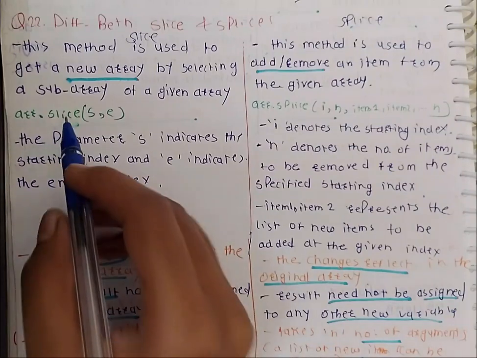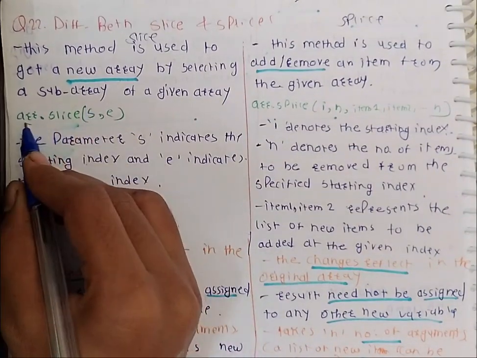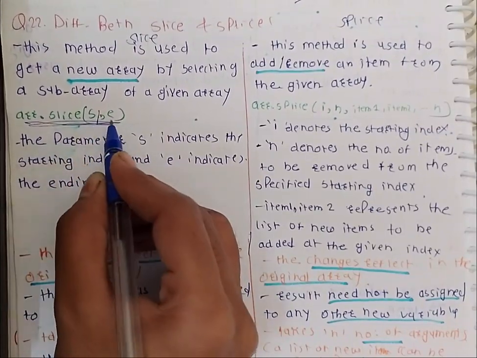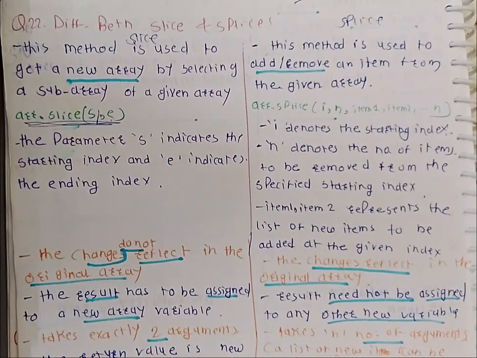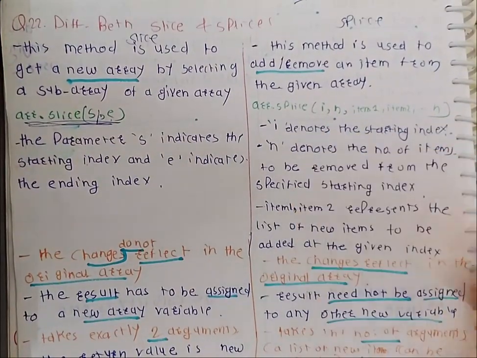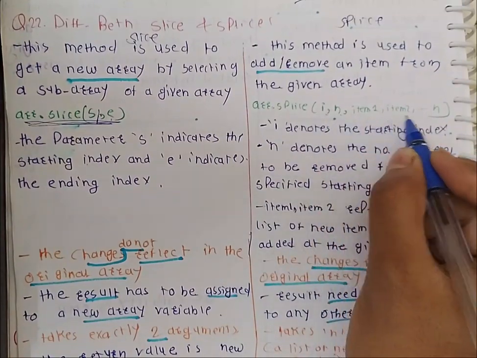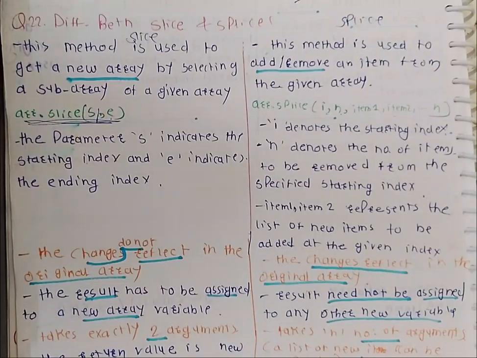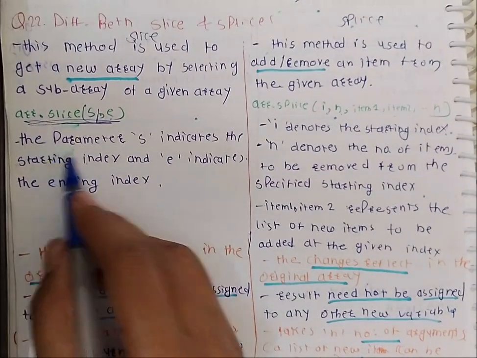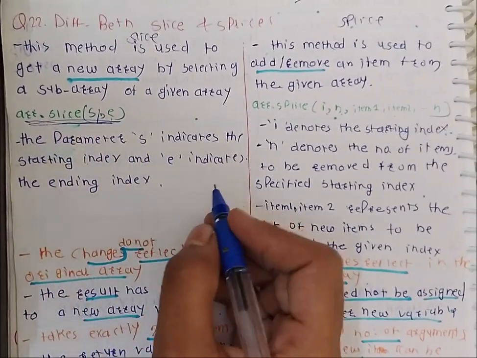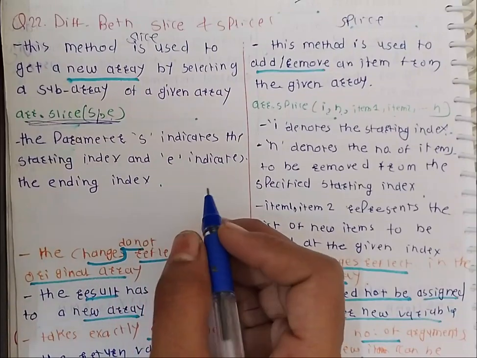These are the syntax: dot slice takes two parameters, the start index and the end index. In the case of splice, it takes parameters like i and item1, and multiple items it may take. The first parameter indicates the starting index, and in slice, the second is the ending index.